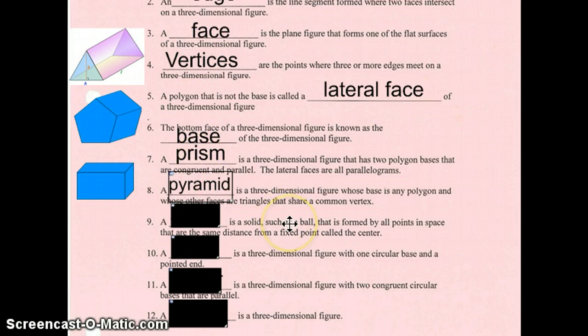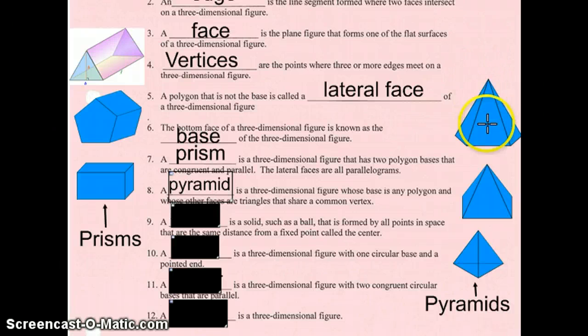A pyramid is a three-dimensional figure whose base is any polygon and whose other faces are triangles that share a common vertex. So if you look to the right, these are all examples of pyramids. They can have different polygons on the bottom. For example, we have a triangular pyramid on the bottom here, a square pyramid, a pentagonal pyramid, but they all come to a point at the top, and that means they share a common vertex.